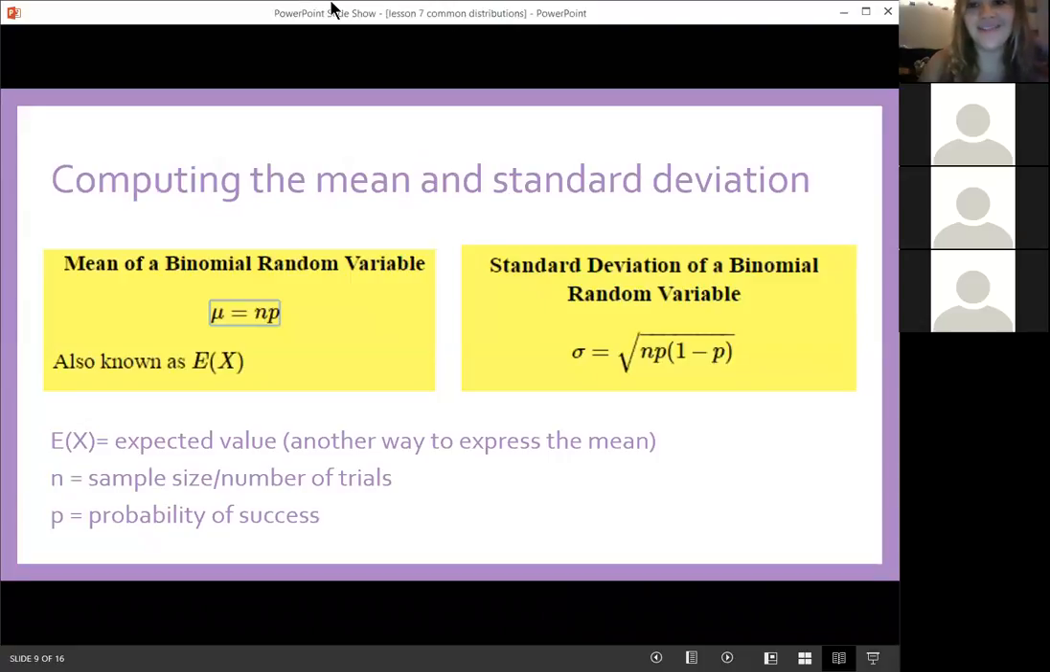Okay, all right, let me remember what I'm talking about now. So let's talk about when we're doing our mean and standard deviation. Basically, these are plug and chug equations, very similar to what we've been doing. But like I said, try to understand them conceptually. So for our mean, it's n times p, which is our sample size times our probability.